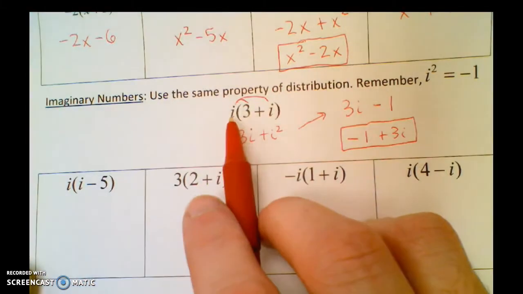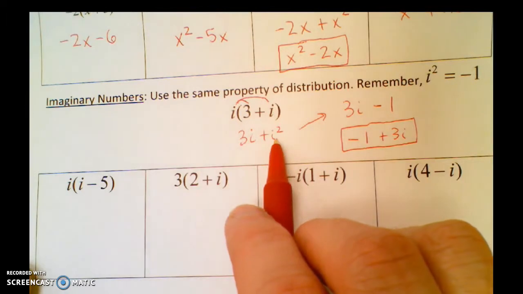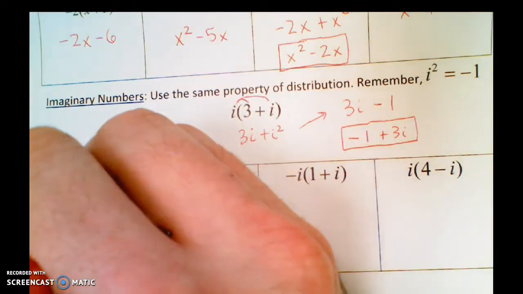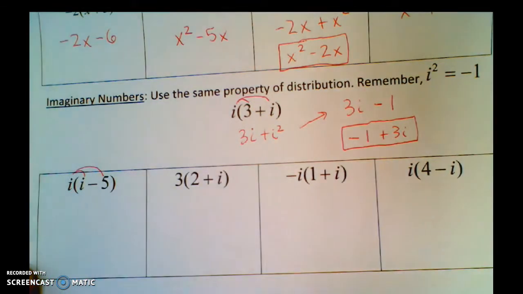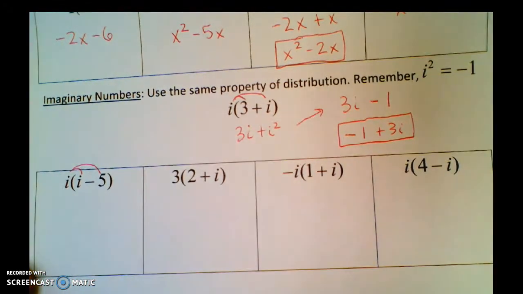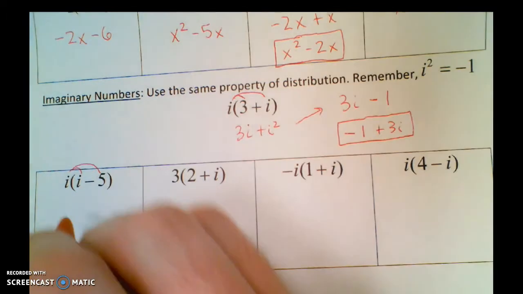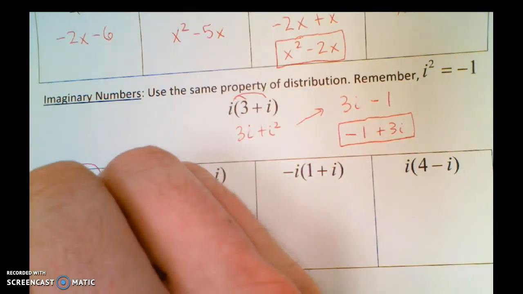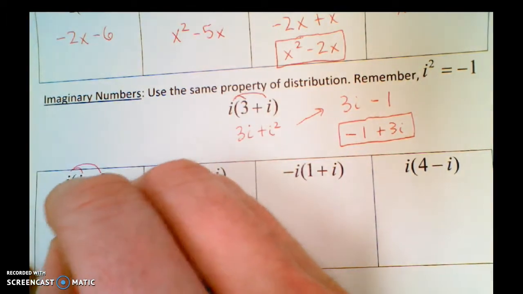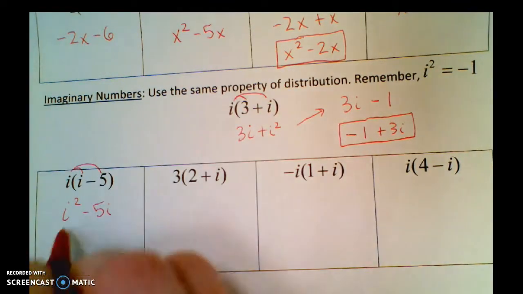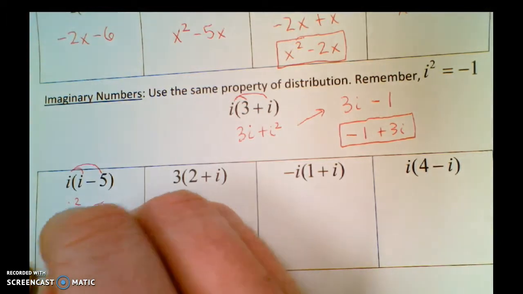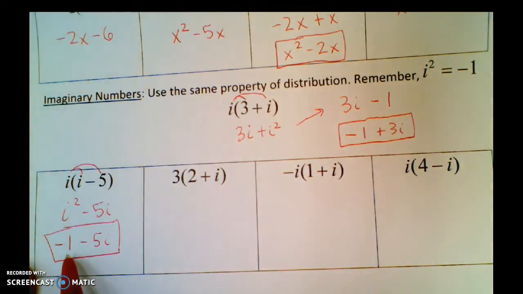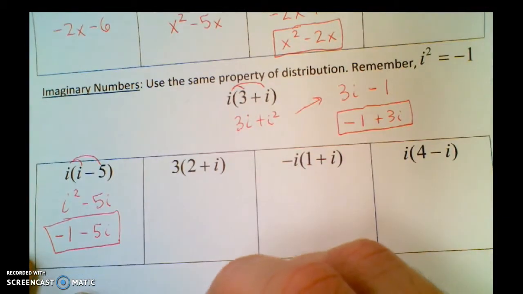So the new thing here is when you multiply i times i, you get i squared, and we know now that i squared is -1. So if I distribute in each of these problems, you can pause the video and try these on your own, or continue with me. Come back and check though. So i times i is i squared. i times -5 is -5i. I know i squared is -1, and then minus 5i. This is my official answer because it's in the form a plus bi.